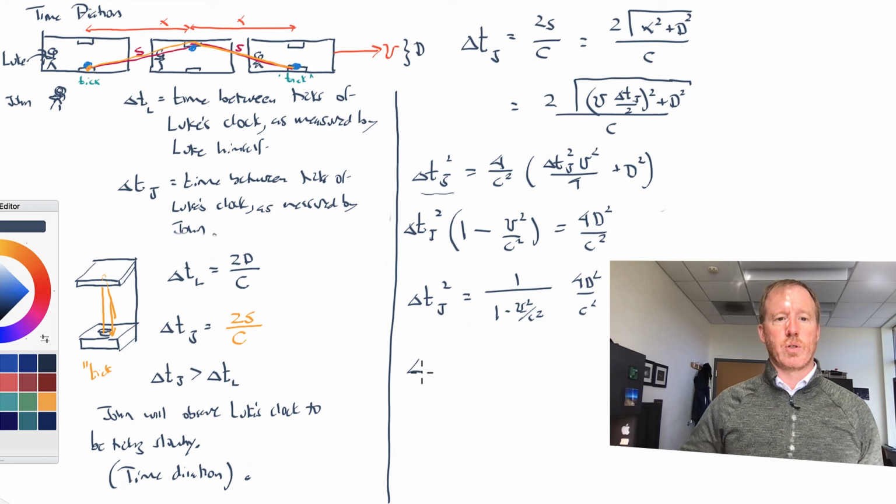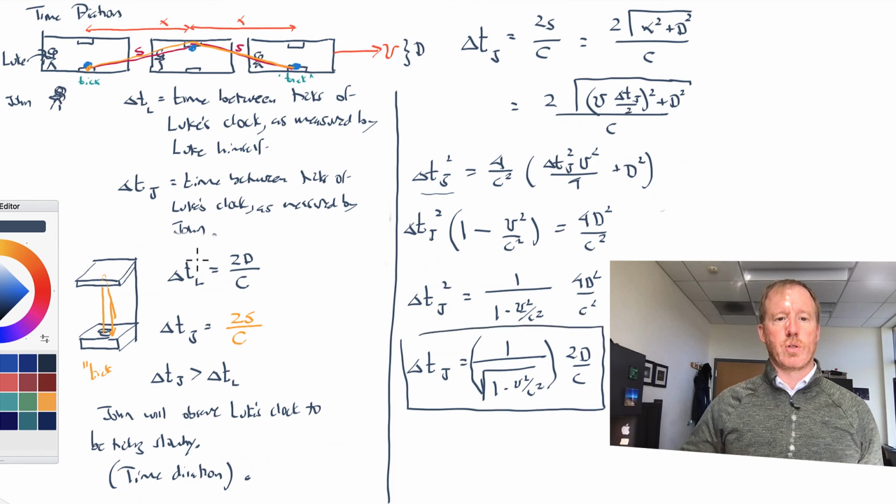And now, of course, we can take the square root. Delta t J is equal to 1 over the square root of 1 minus v squared over c squared times 2d over c. So notice what's happened here: the time between ticks of Luke's clock as measured by John is different than the time between ticks of Luke's clock as measured by Luke. And it's different by the amount in these parentheses. This right here, notice, just is the time between ticks of Luke's clock as measured by Luke himself.